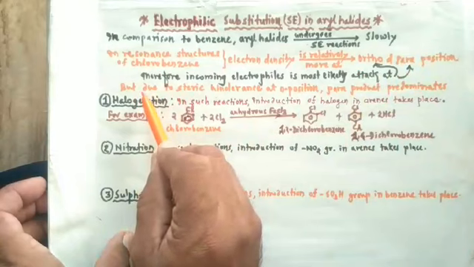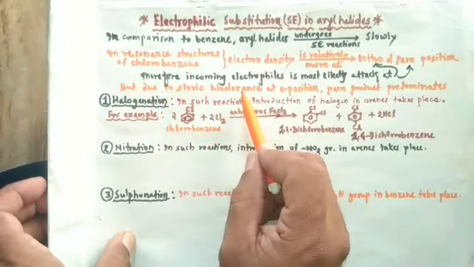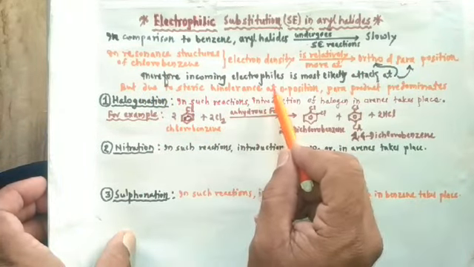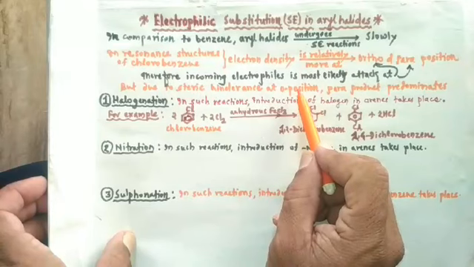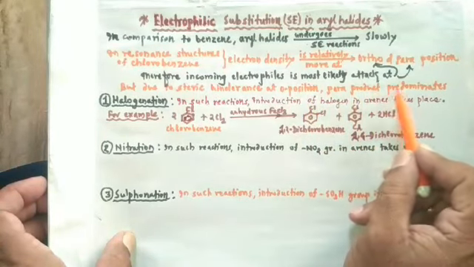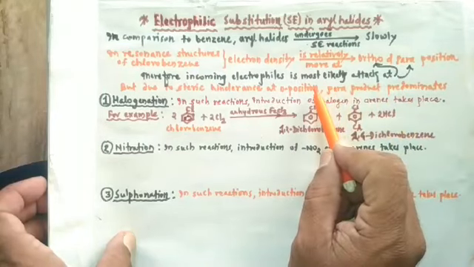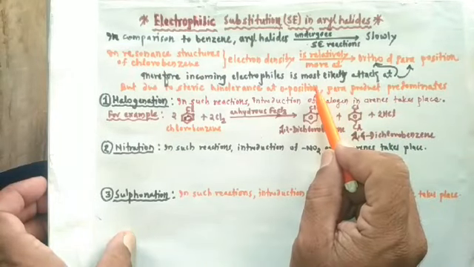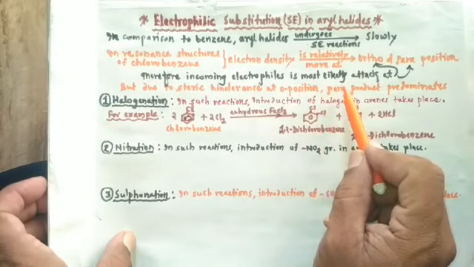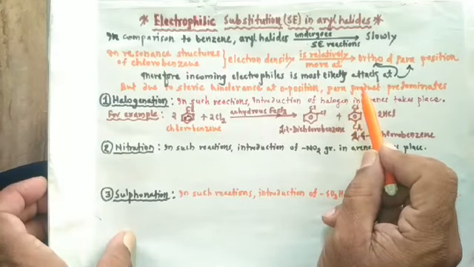But due to steric hindrance at the ortho position, the para product predominates. There is a steric hindrance at the ortho position. That's why among ortho and para products, the para product is the major product.